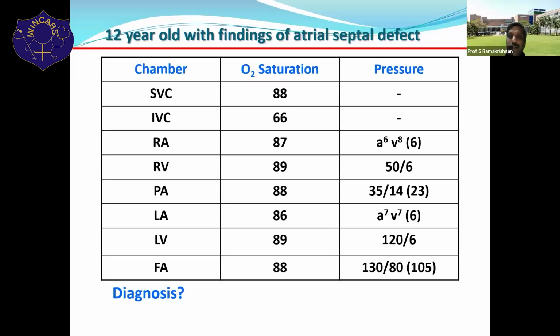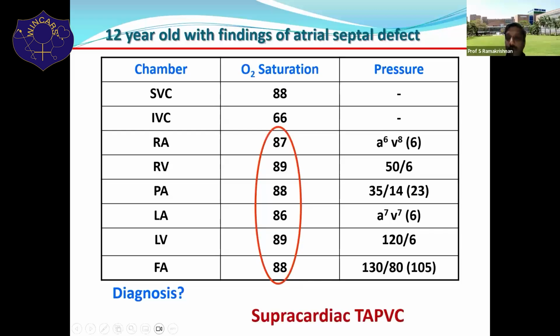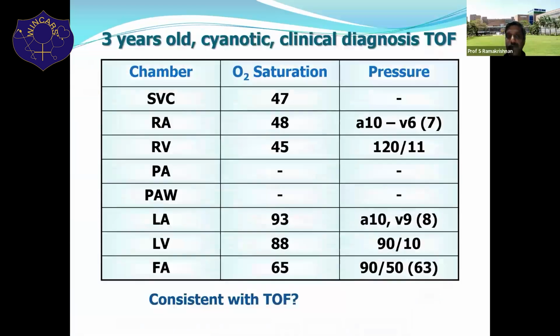Immediately think of what is happening. The moment you see FA saturation is low, immediately look at the PA saturation. FA and PA are the same. Then look at what other chambers are nearly the same. From SVC onwards, everything is nearly the same. So this is actually a supracardiac TAPVC. Then, in a 12-year-old, you expect the atrial septal defect to be unrestricted. So look at the pressures, they are also the same. The RA and LA pressures are nearly the same. So this is supracardiac TAPVC with unobstructed ASD.